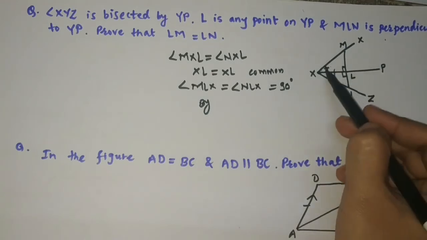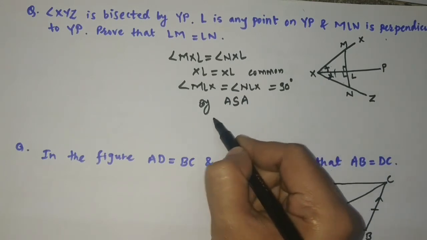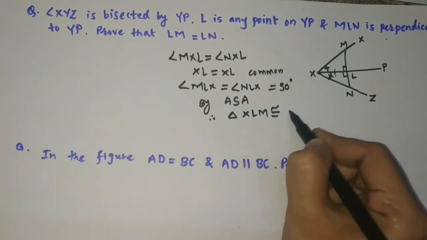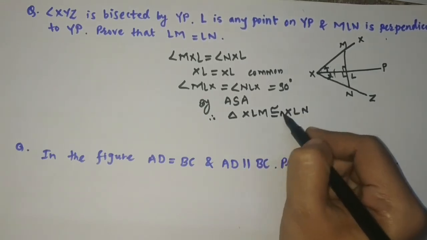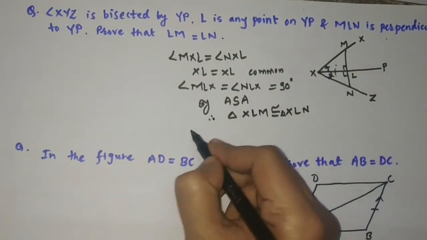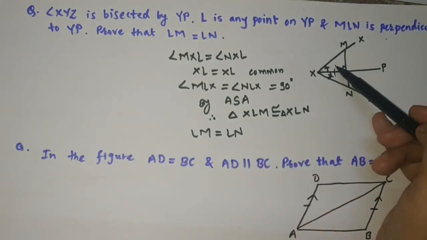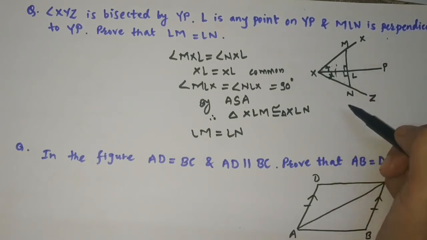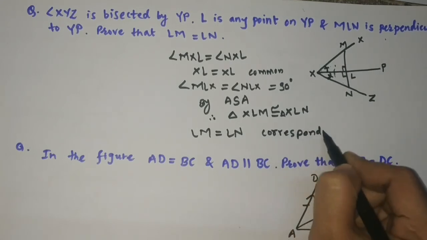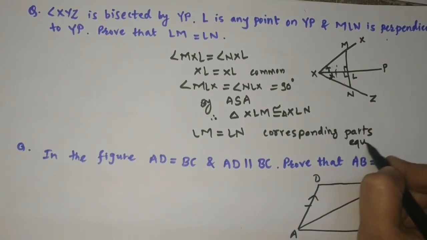So by angle side angle, we have two triangles that are congruent. XLM is congruent to XLN. So when these two triangles become congruent, we can say the remaining part, that is LM, is equal to LN. Why do these become equal? Because we have shown the two triangles are congruent, and once triangles become congruent, their corresponding parts will also be equal. This is a corresponding part.